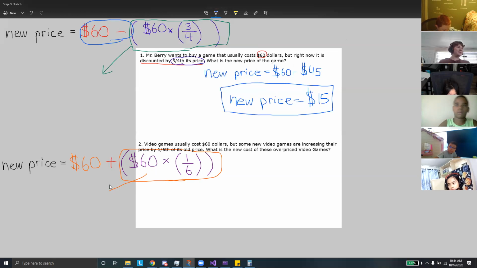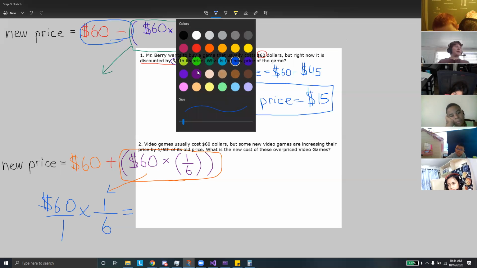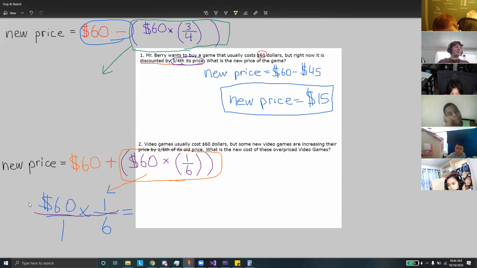If I keep changing my color, there we go. So we have $60 times 1/6. We're going to do the same thing we did when we multiplied fractions in the last problem. So we need to make sure that both of these are fractions. In order to turn $60 into a fraction, we have to do one simple step and divide by 1. So now that both of them are fractions, we can multiply. So we're going to multiply the top numbers. 60 times 1 is 60. And then we'll multiply the bottom numbers. 1 times 6 is 6.